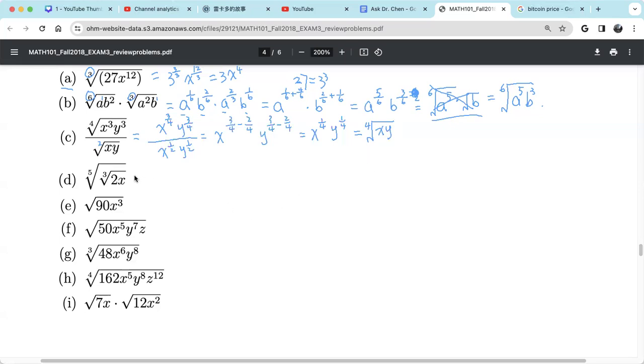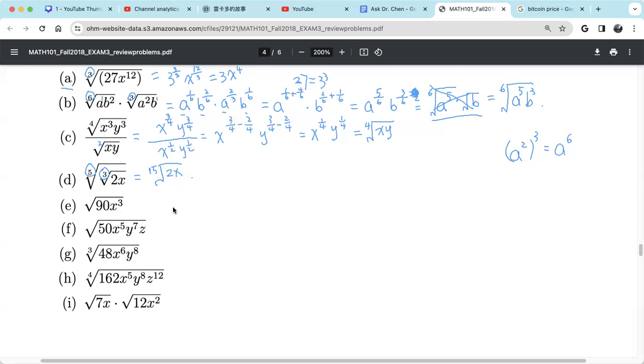Let's see. Now let's say D. Remember when we have exponents, if we have 2 layers of exponents, we multiply them. Right? 2 times 3, we get a raised by 6. So same thing for the index. We have 2 layers of index, we multiply them. That's 3 times 5, that's 15. So the index is 15 of 2x.